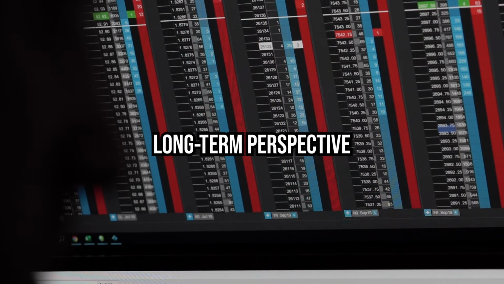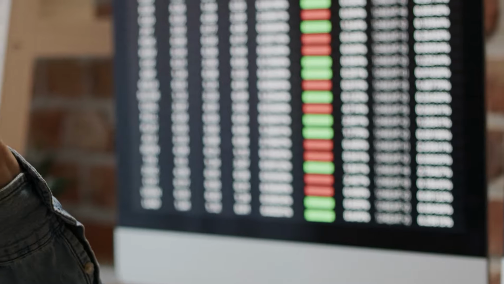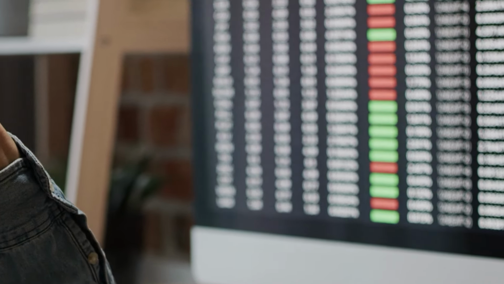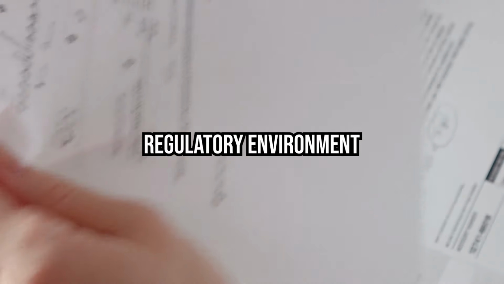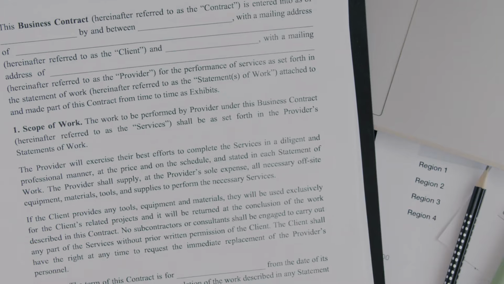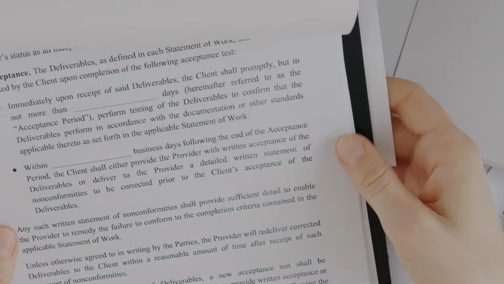Number 8. Long-term perspective. AI is a field where significant returns may take time. Thus, it's prudent not only to keep the long-term view in mind as you invest, but also to see if the company you're reviewing is doing so. Number 9. Regulatory environment. Investors should pay attention to the regulatory landscape, as it can significantly affect AI companies, especially those dealing with data privacy and ethics.